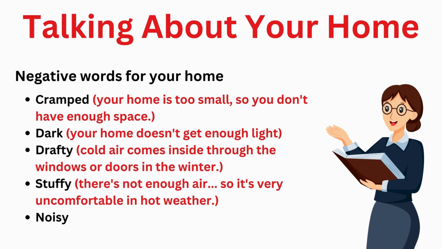Cramped means your home is too small, so you don't have enough space. Dark means your home doesn't get enough light, so that even when it's sunny outside, it's still dark inside. Drafty means cold air comes inside through the windows or through the doors in the winter. Stuffy means there's not enough air, so it's very uncomfortable in hot weather.